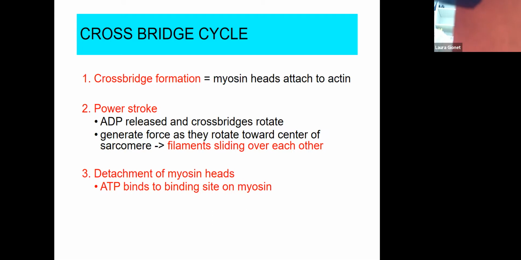Nothing else is happening, but once it attaches, it goes through the power stroke, right? That means those oars get dipped in the water and now you row, and they row and beat toward the midline, the median portion of that sarcomere, and draw the ends of actin toward one another. To detach and take your oars out of the water, so to speak, and get ready for another stroke takes a molecule of ATP.